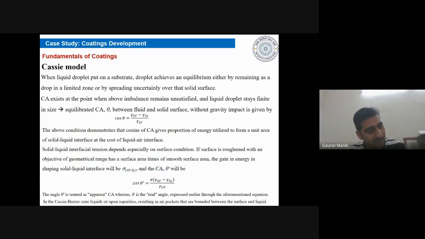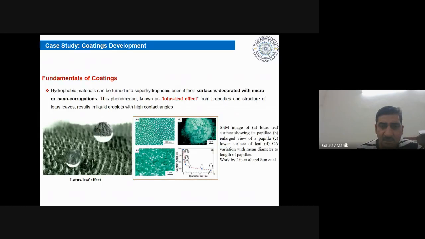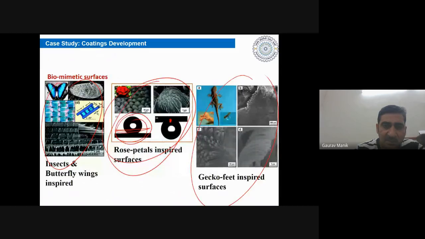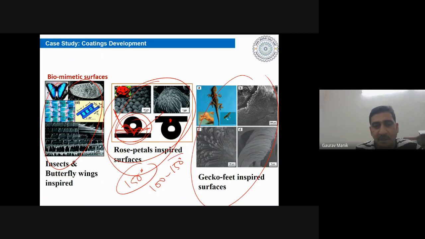I will not go into details about these fundamentals, but this is basically the equation, Young's equation, which is normally used to find out the contact angle. So the contact angle is nothing but this angle. This is the contact angle which you have to derive. And if this contact angle is greater than 150 degrees, then you say that the surface is superhydrophobic. And if it is in between 100 and 150 degrees, then it is termed as hydrophobic.